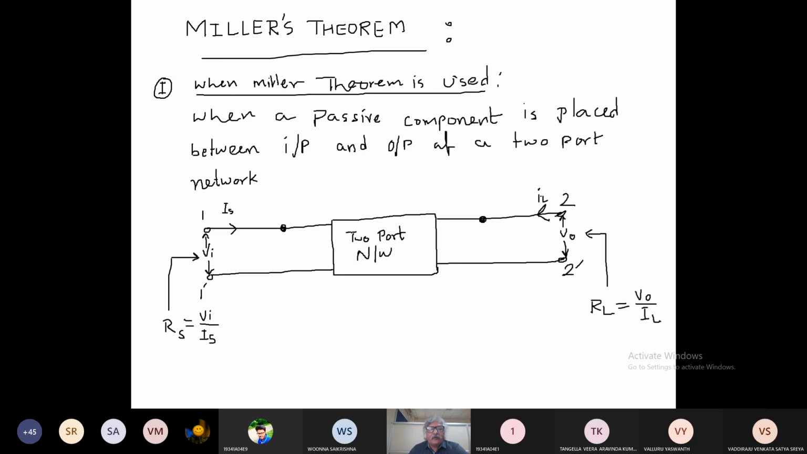Now suppose these are the 2 points, we call it as A and B. A point is at the input side of our two-port network, and B point is at the output side of our two-port network.